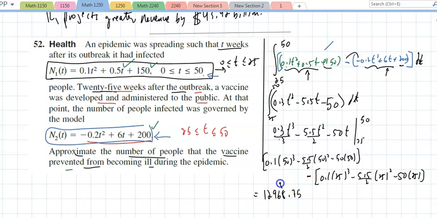So what does that mean? You round to the nearest number. So you say approximately 12,969 people.